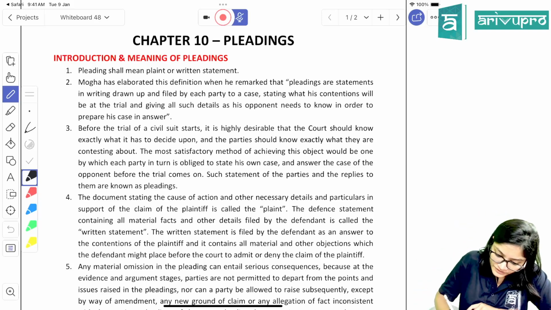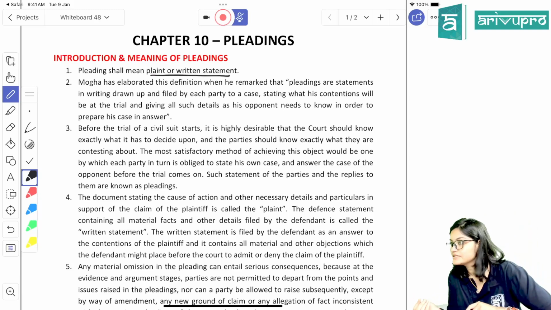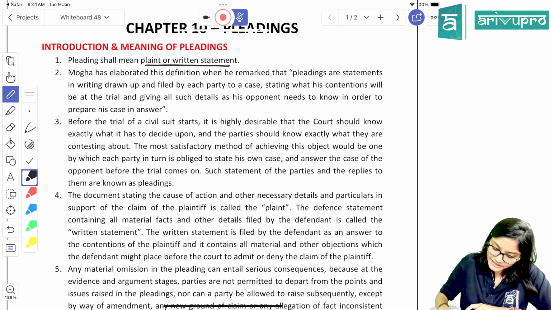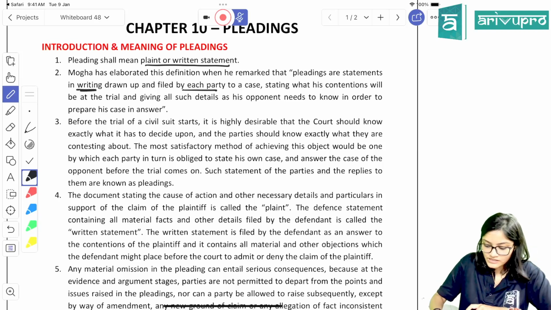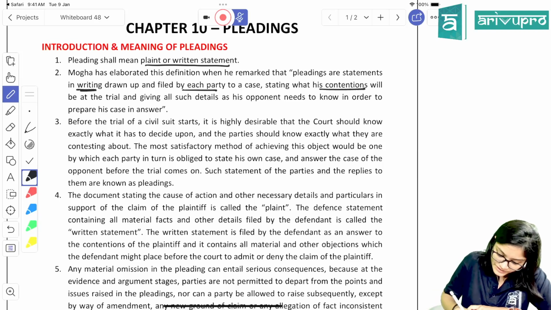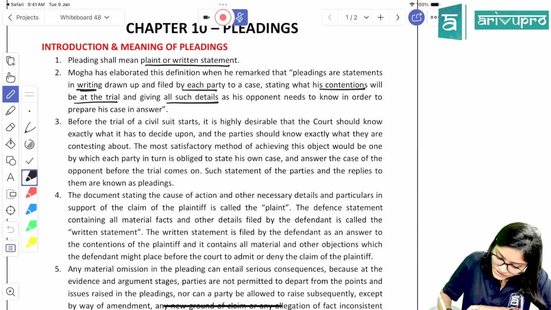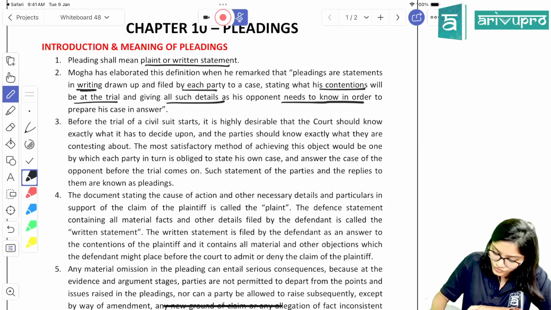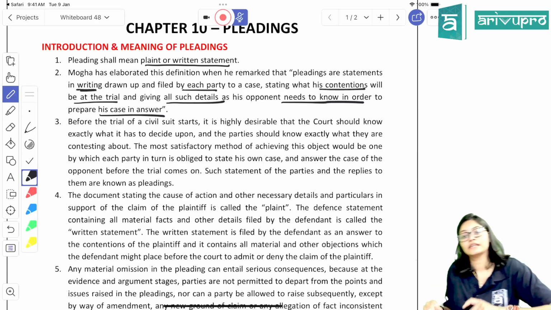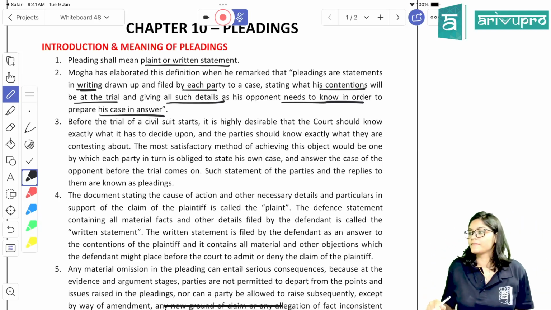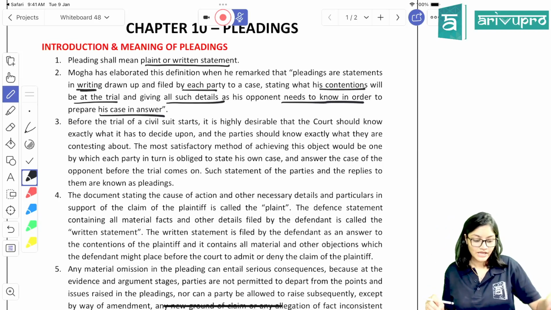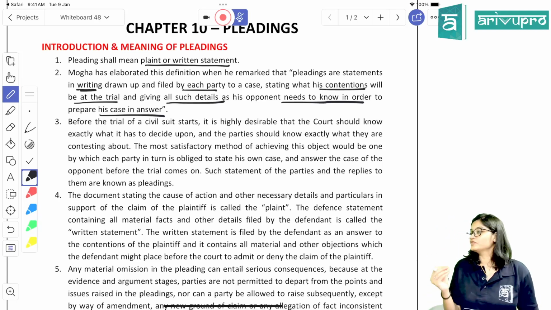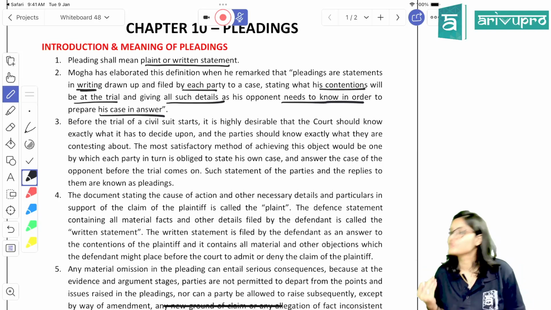Pleading shall mean plaint or written statement. We have just discussed, right? So what is pleading? Pleadings are the statements in writing drawn up and filed by each party to a case, stating his contentions at the trial and giving all such detail as his opponent needs to know in order to prepare his case in answer. Very important. This definition will help you in all your answers. Remember, whenever you start your answer, you have to write the introduction first.